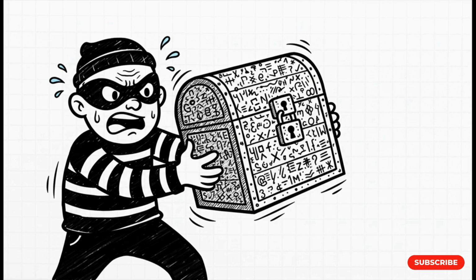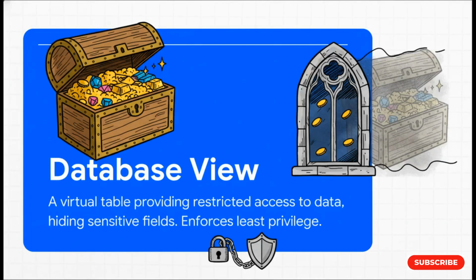That's the real power of encryption. Here's another really cool trick. Think of a database view as kind of a magic window. Instead of letting someone wander around the whole treasure room, you give them a special window that only lets them see the one specific pile of coins they're allowed to. All the gold bars and jewels right next to it, completely invisible to them. It's all about giving people exactly the data they need and absolutely nothing more.